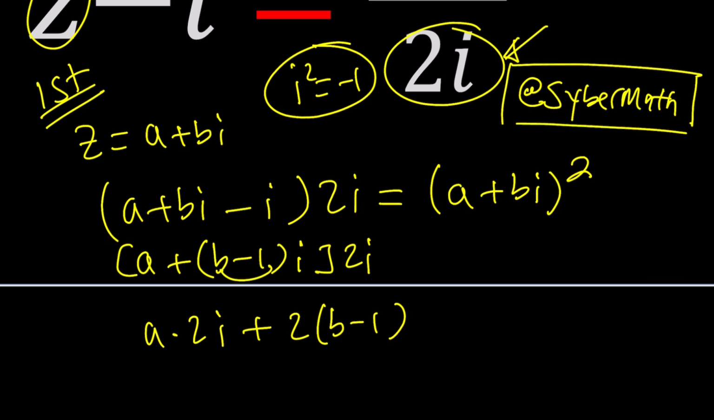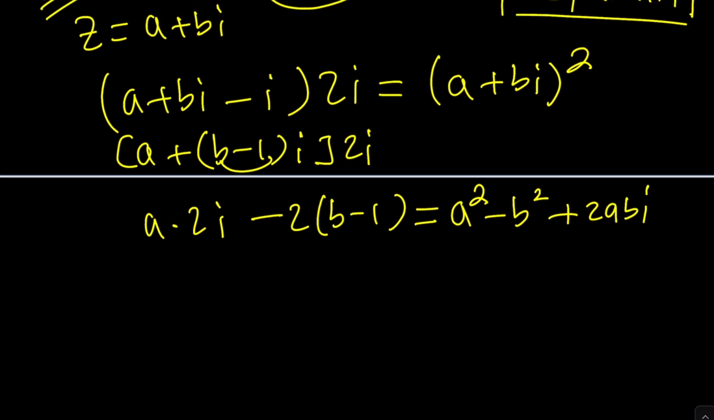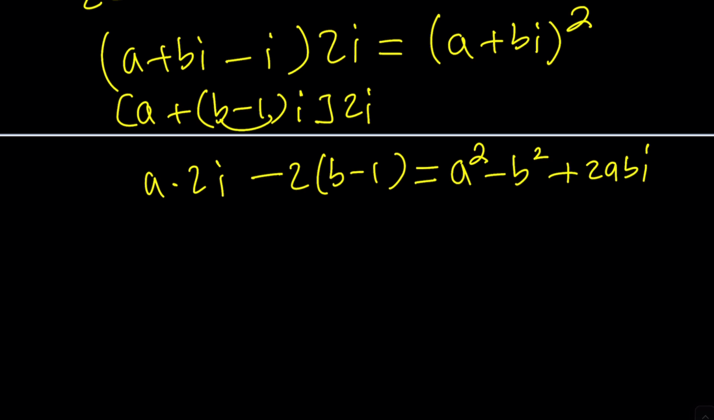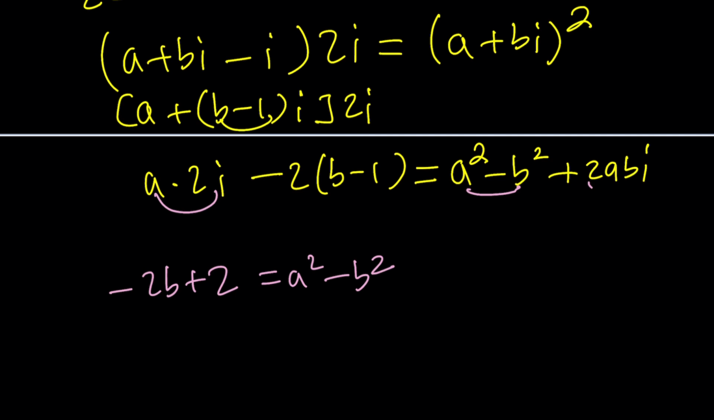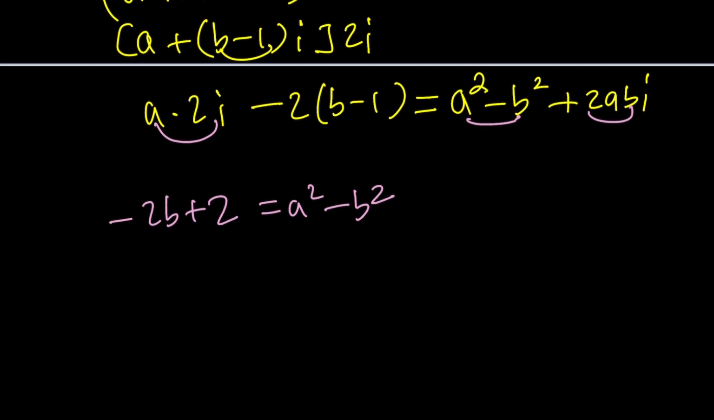So i squared is -1, so this will turn the plus sign into a minus sign. Be careful about that. And this equals this. So a squared, b squared i squared, that's minus b squared, plus 2abi similarly. And then from here, we need to compare the real parts and the imaginary parts. The real part here is -2b plus 2, and here it's a squared minus b squared. The imaginary parts are easier to compare, 2ab and 2a.